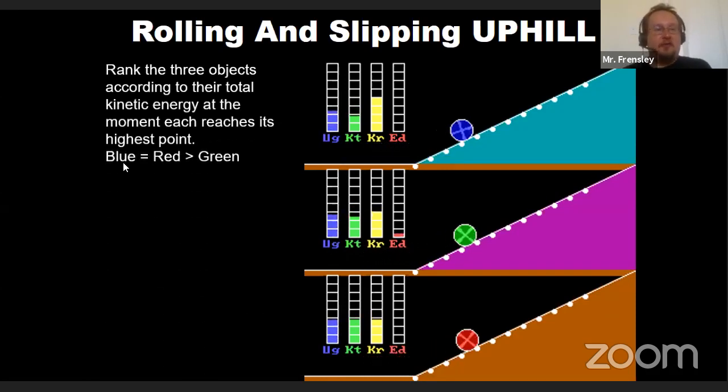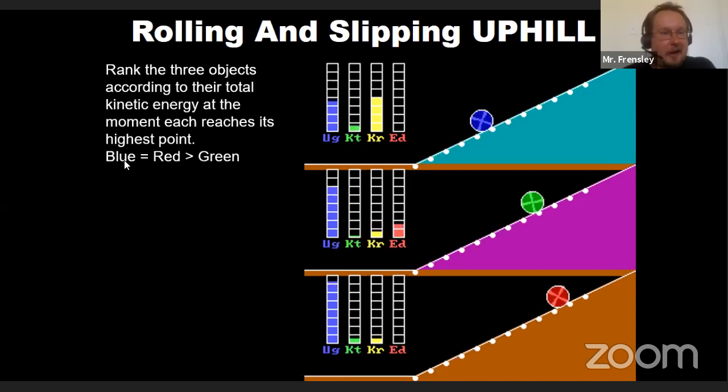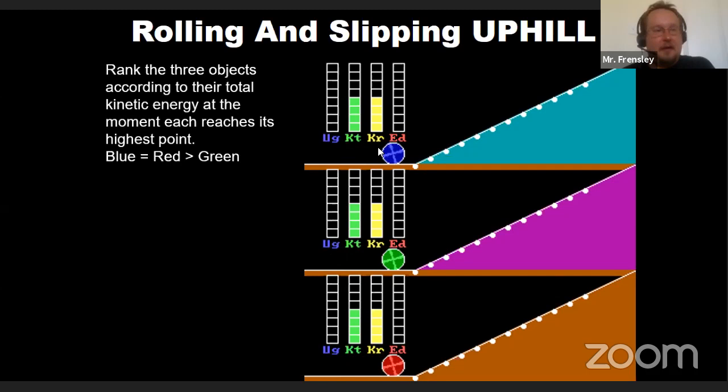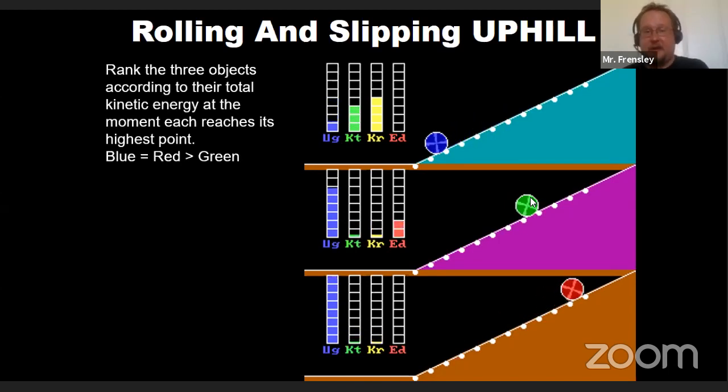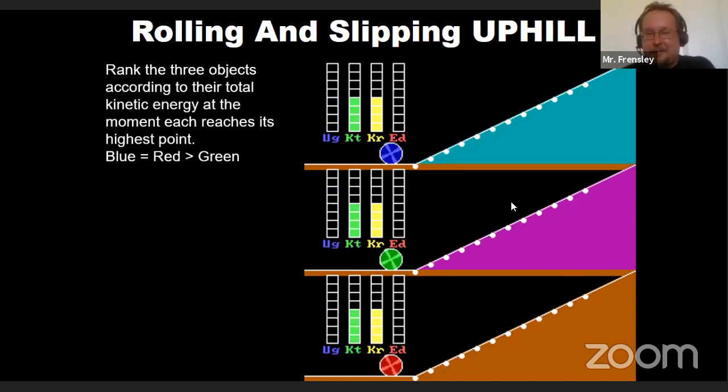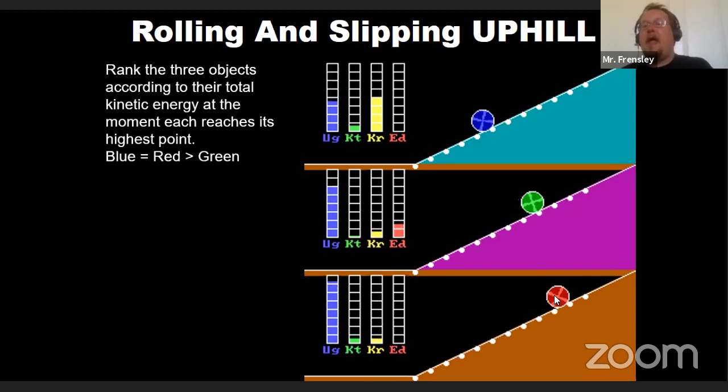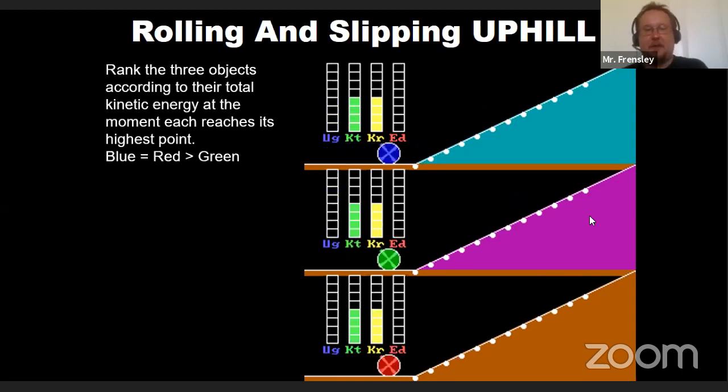So it turns out that blue has the most... this is not correct right here. Please ignore this. I must have made a copy and paste mistake and not corrected it. Blue has the most kinetic energy at its highest point because it doesn't stop rotating. It does stop translating. Green has the second most kinetic energy when it stops, because when it stops, it has no translation, but it still has a little bit of rotation. And red has no kinetic energy at its highest point. I'm really sorry. That's a copy and paste mistake.